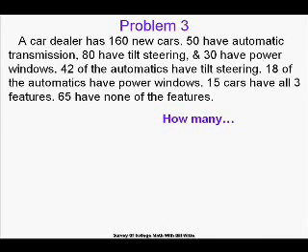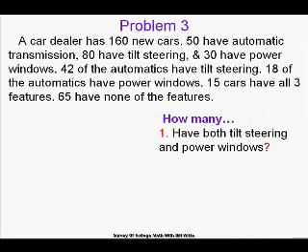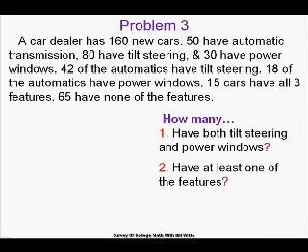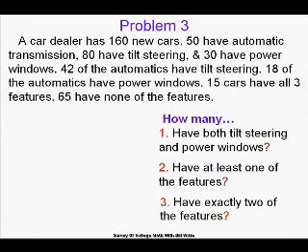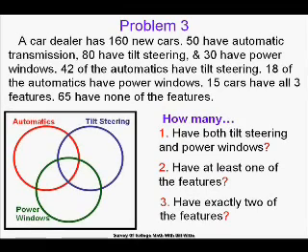We're going to start asking some other questions. How many cars have both tilt steering and power windows? How many have at least one of the features? And how many have exactly two of the features? You couldn't answer this without a picture, that's for sure, but you can answer it easily if you fill in your Venn diagram. Let's try this one, because this one is especially tough, and I think it'll demonstrate some concepts for you.